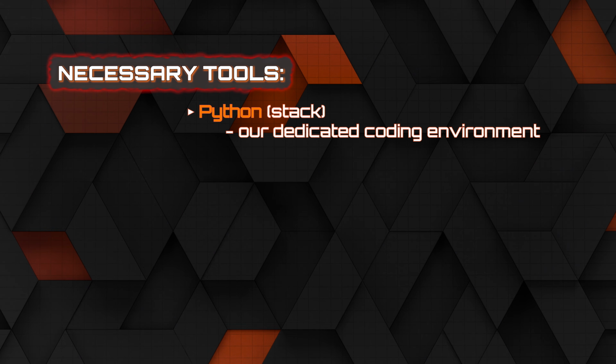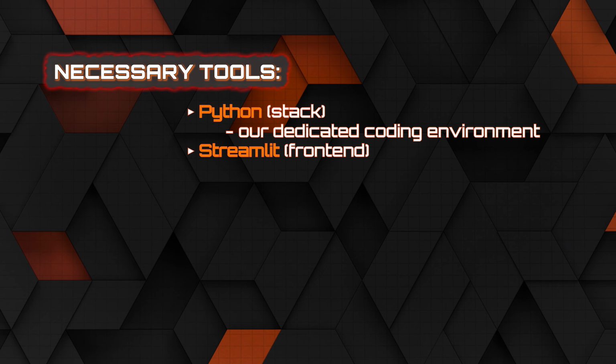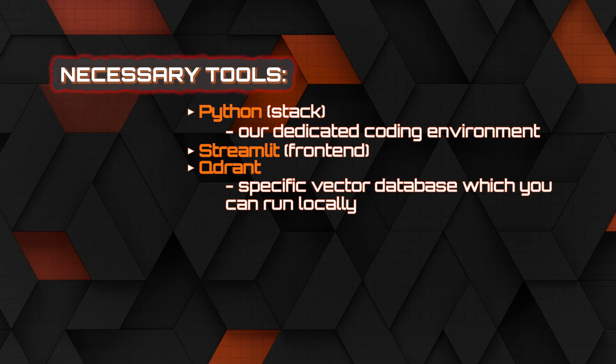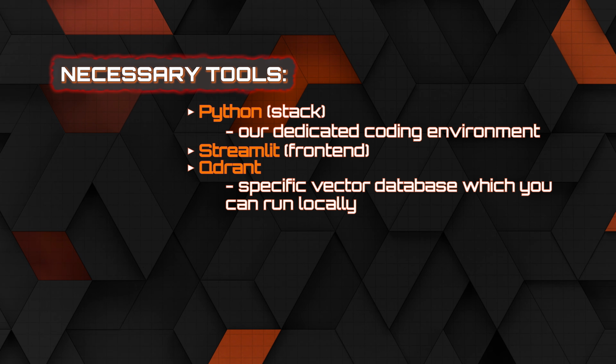Now I want to give you a quick demo of what the finished application will look like, then we're going to dive in and we're going to start coding everything out. And to be clear, the stack that we're going to use in this video is going to be Python. That's where we're going to be writing all of our code. We're going to use Streamlit for the front end. We're going to use Qdrant, which is a specific vector database, which you can run locally, which I'm going to talk about when we get to that point.